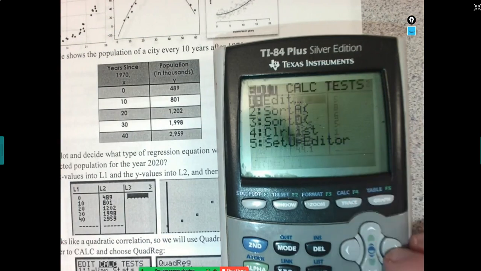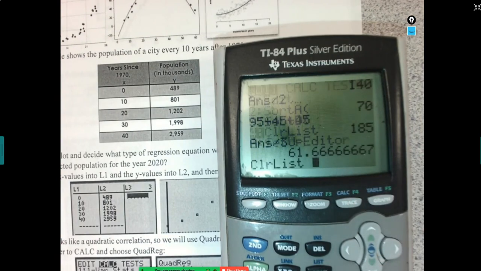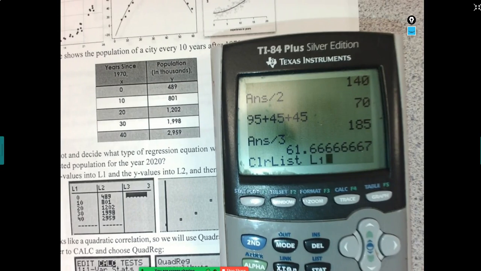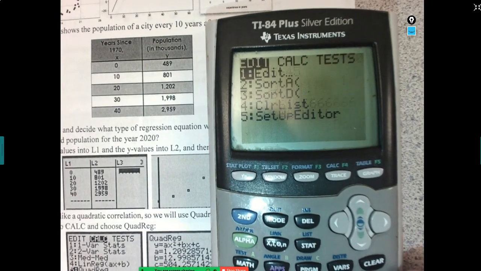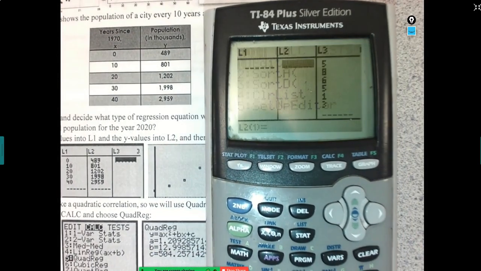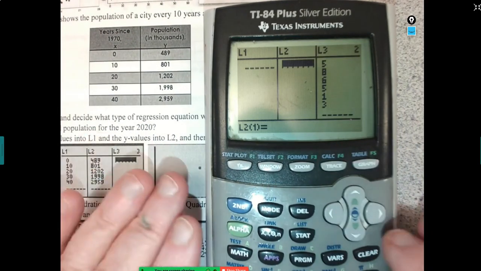So I'm going to press stat. I'm going to scroll down to clear list, and I'm going to tell it I want to clear out list 1 and 2. So second key and the 1 key, then the comma key, which is right above the 7, and the second key and the 2 key, and then press enter. And it's telling me that's done, so I'm going to press the stat key, and then I'm going to press enter. And you can see here my 2 lists are cleared out.